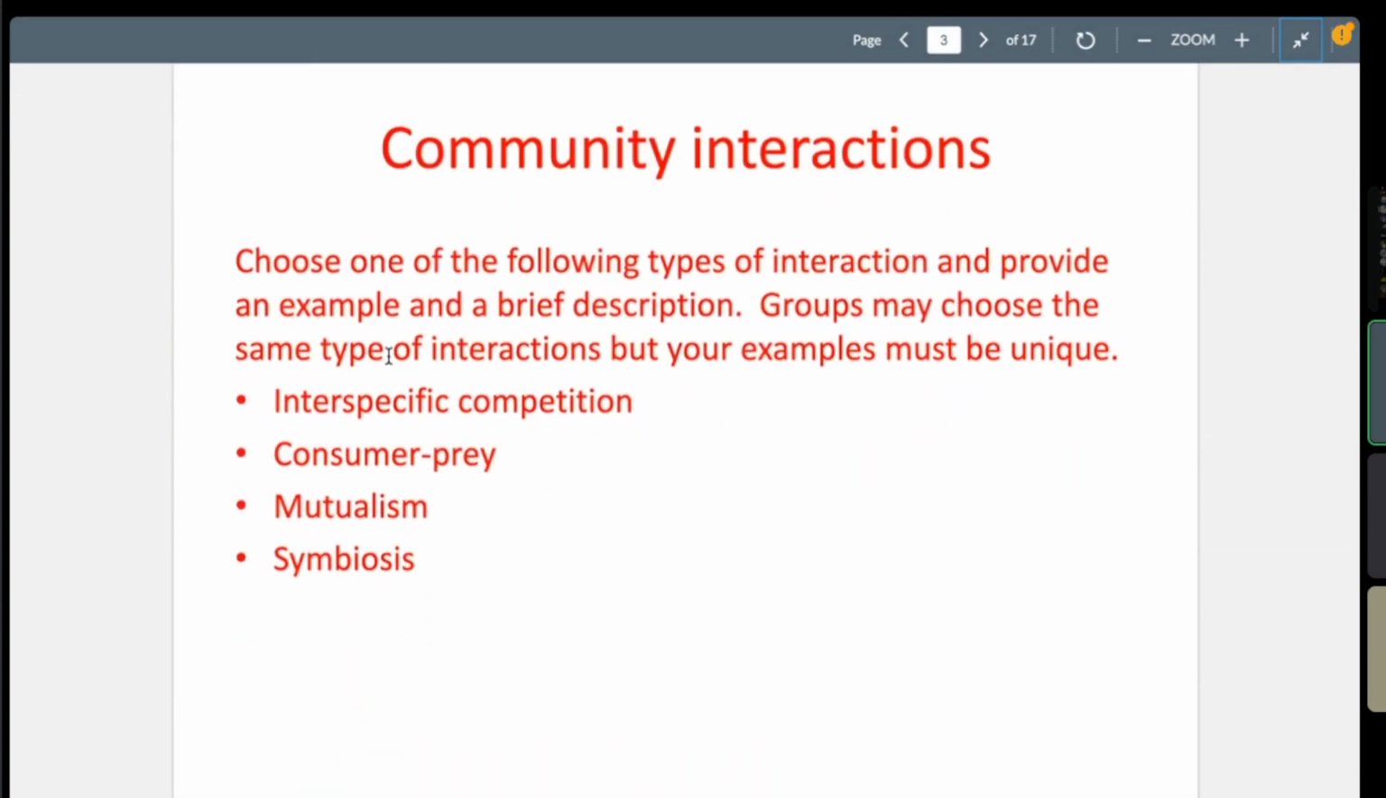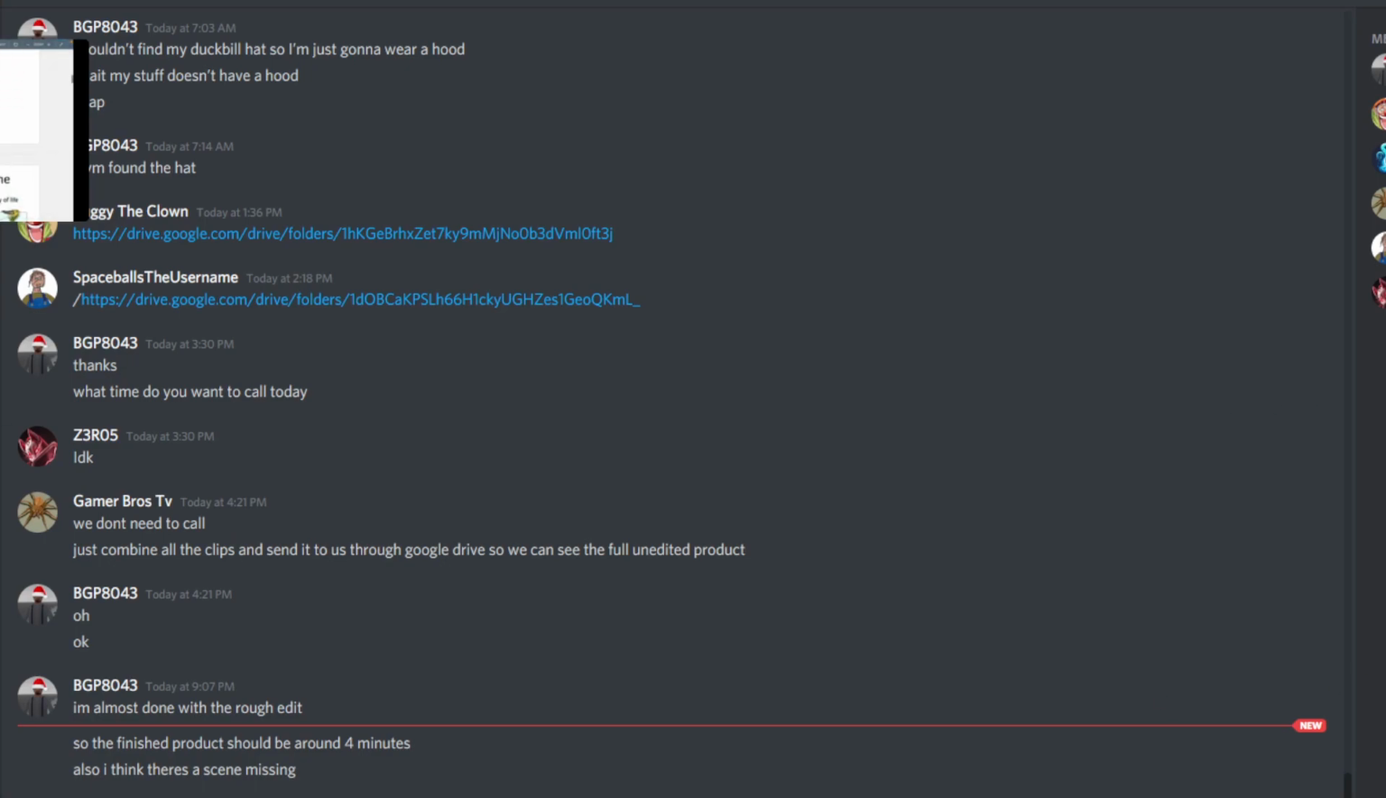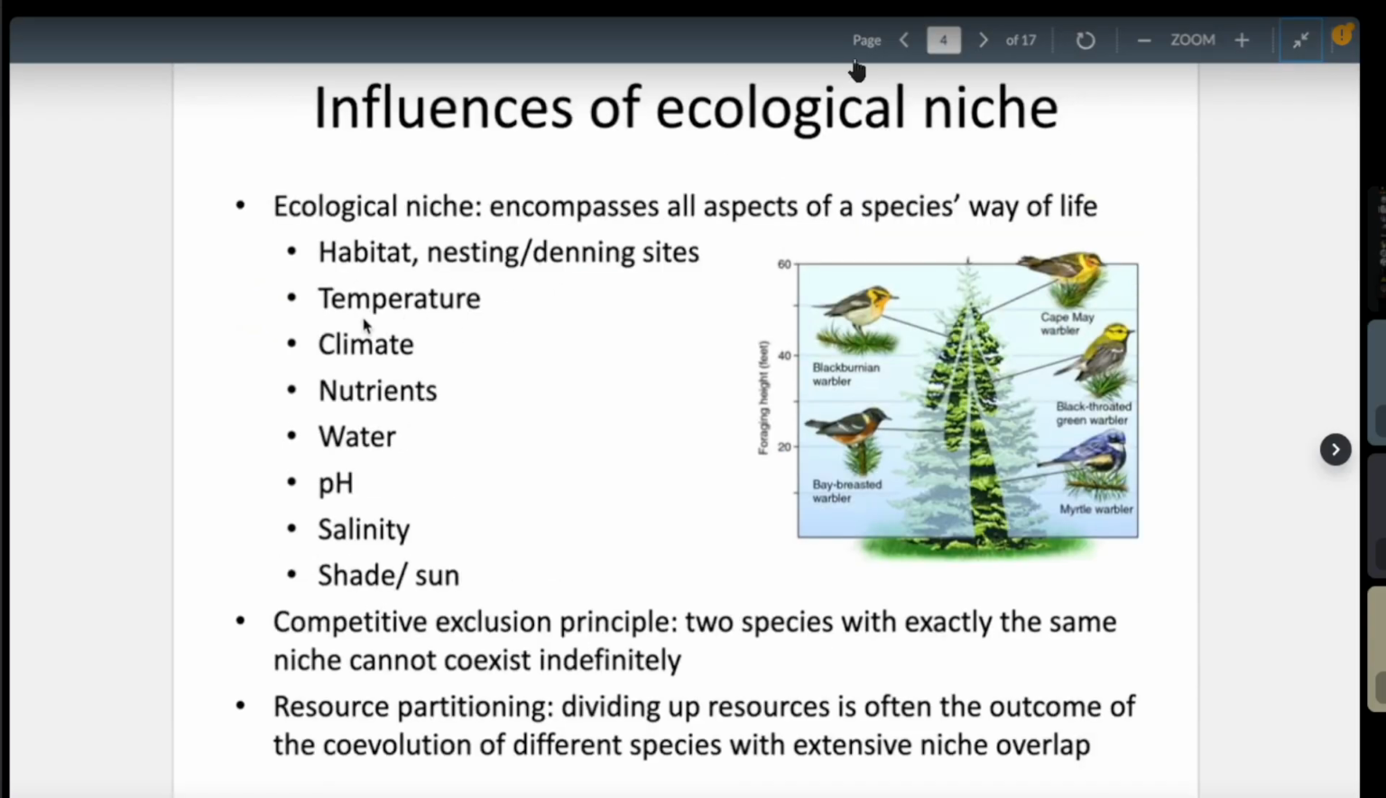So community interaction: influences of ecological niche. An ecological niche encompasses all aspects of a species' way of life. This is their habitat, nesting or denning sites, their temperature, climate, nutrients, water, pH, salinity, and shade and sun. So this is their way of life and the places in which they live.